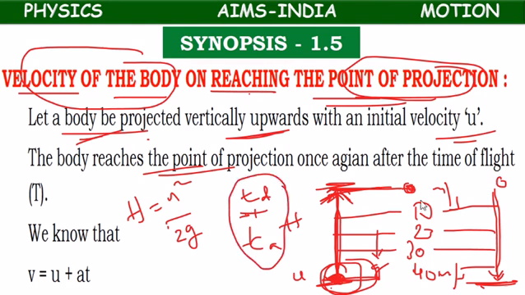This total of time of ascent plus descent is called time of flight. It will reach the point of projection after the time of flight T. So we know that v equal to u plus at. This formula we already know.